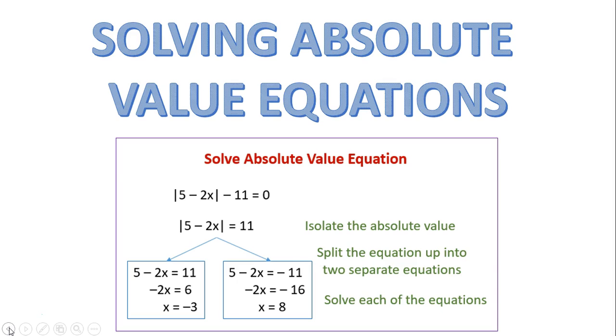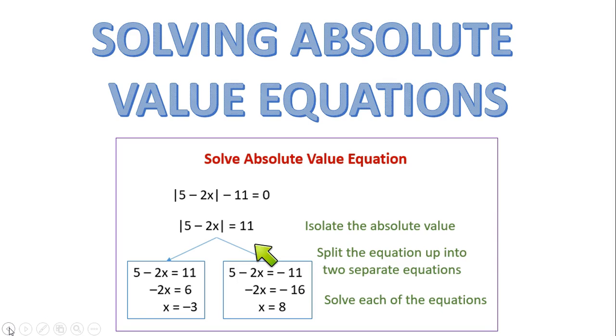The first thing we want to do is isolate the absolute value. If there's any numbers on the outside of the absolute value, we need to move it to the opposite side of the equation. After we do that, we want to split it into two separate equations.